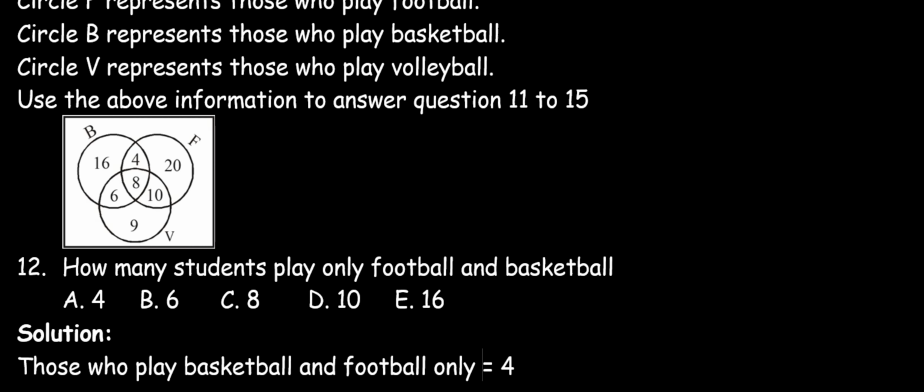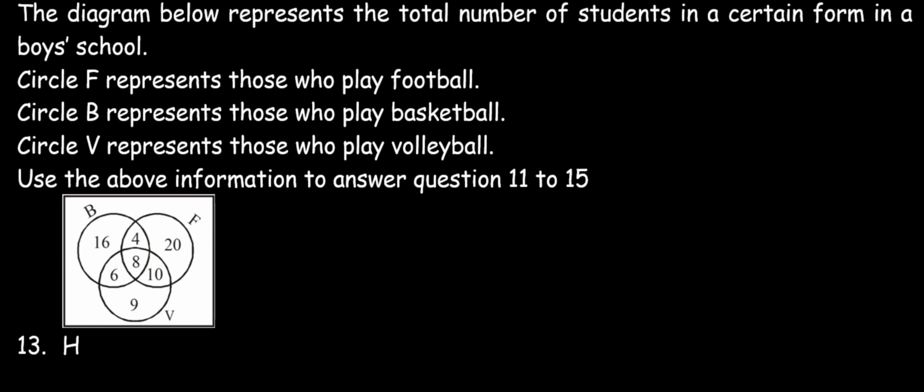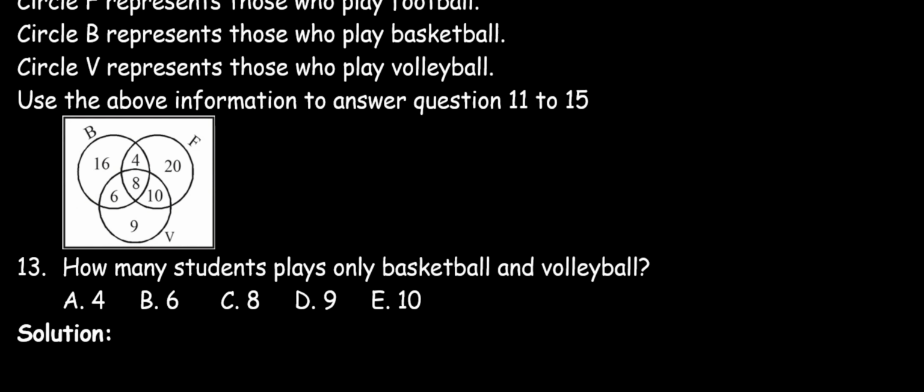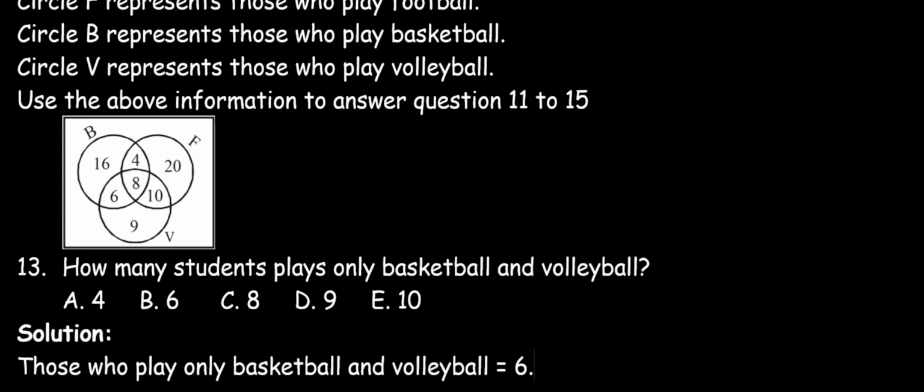The next question, 13. How many students play only basketball and volleyball? The options are given. Solution. Those who play only basketball and volleyball is equal to 6. If you look at the portion between basketball and volleyball properly, if the question had said basketball and volleyball, it would have been 6 plus 8. But since only is included, it means 8 has to be excluded from it.